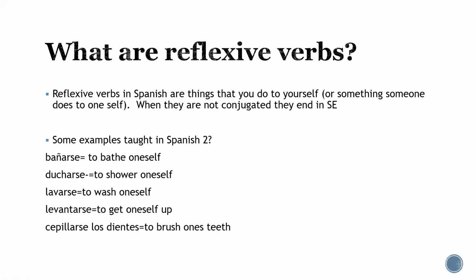When they're not conjugated, they end in se. Some examples that we're learning in Spanish 2: bañarse is to bathe oneself, ducharse, to shower oneself, lavarse, to wash oneself, levantarse, to get oneself up, and cepillarse los dientes, to brush one's teeth.